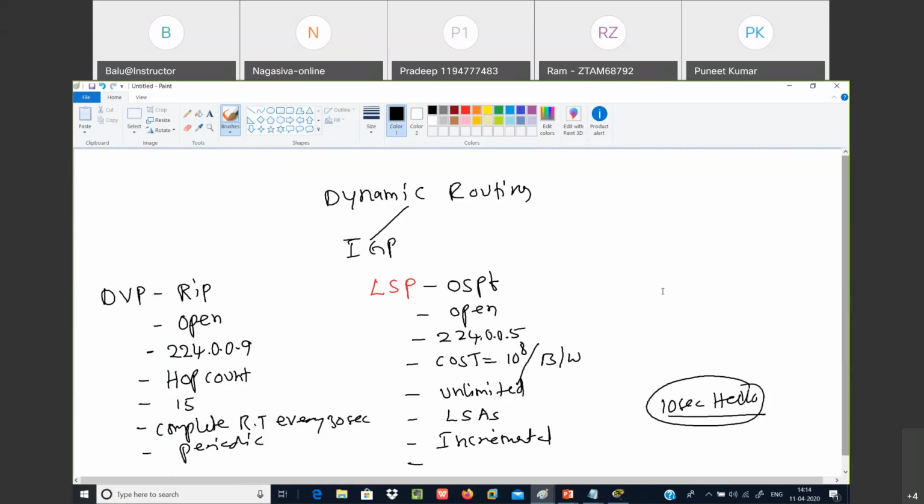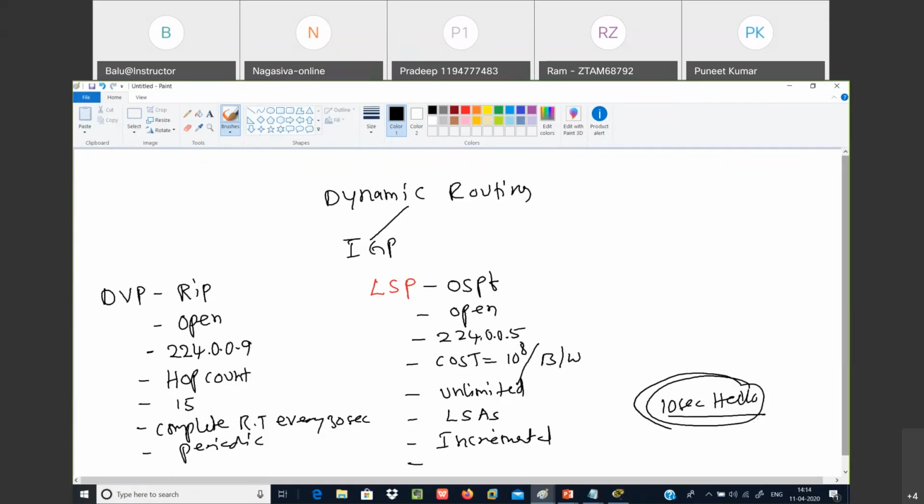Okay, when update means only when there is a change. But when? After 10 seconds, after 5 seconds, or after 30 seconds? The 40 seconds is the dead interval timing. So when update means it is instant, exactly. Instant update, quick updates. Very good. If a link is down, it can send an update.